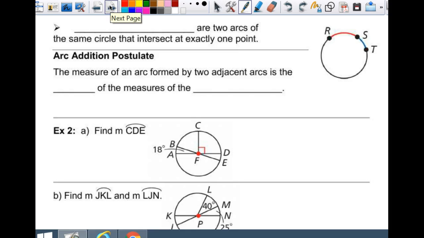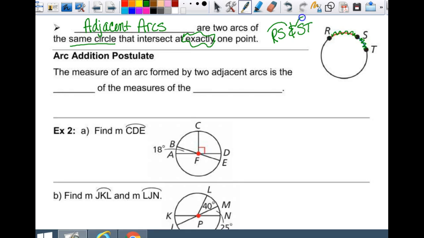Now we are going to talk about adjacent arcs. We've talked about adjacent angles. Remember that they're connected to each other. There's no overlaps or anything. So same kind of thing here. There are two arcs in the same circle that intersect at exactly one point. So there's no overlaps or anything. In this picture over here, that would be arc RS and ST. Kind of think of them like snapping together. So RS and ST would be your adjacent arcs over here.